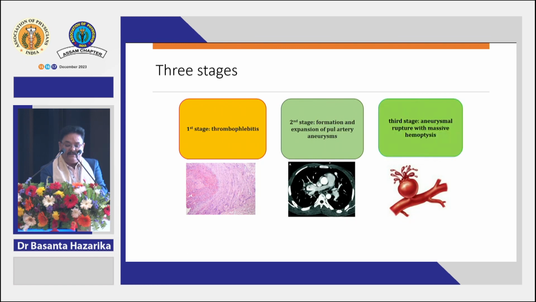So there are 3 stages of the disease. First stage, there is thrombophlebitis. Second stage, there is aneurysmal formation. And third stage, the fatal stage, is aneurysmal rupture, leading to hemoptysis and leading to death.